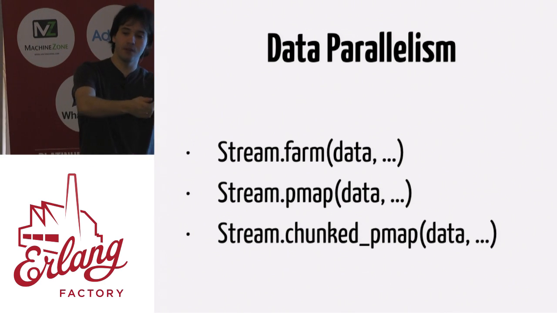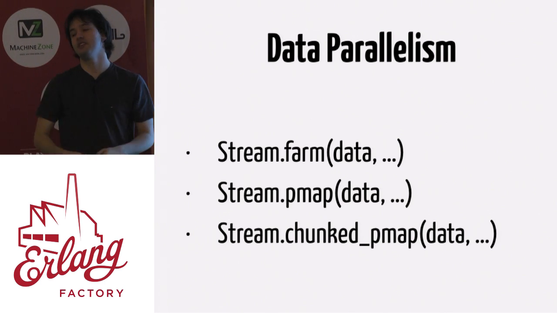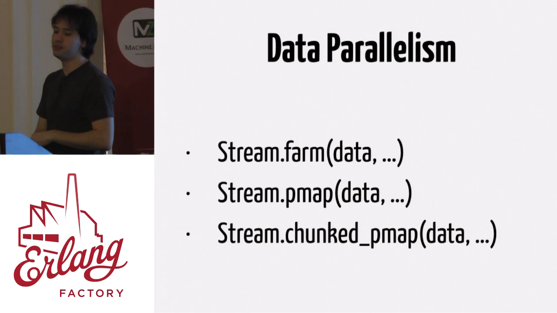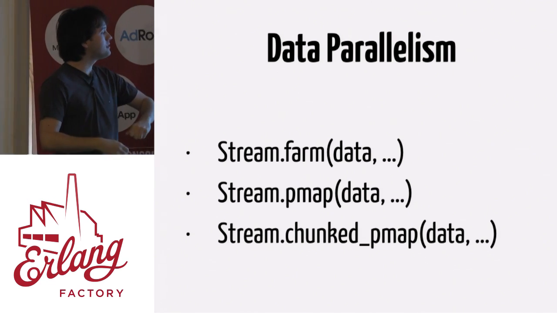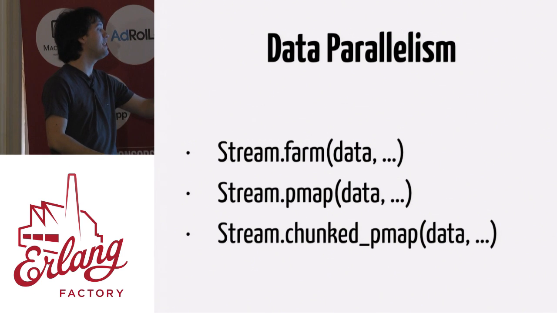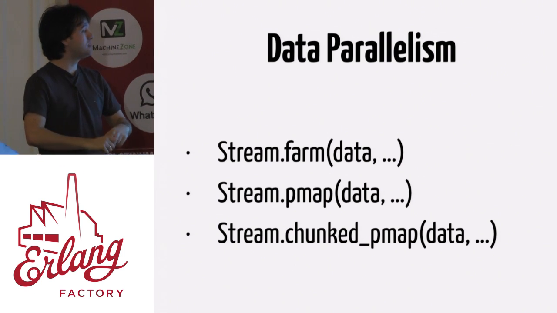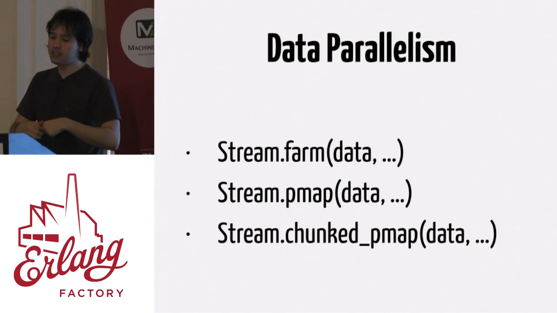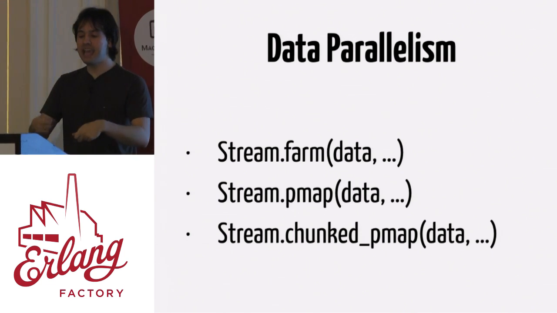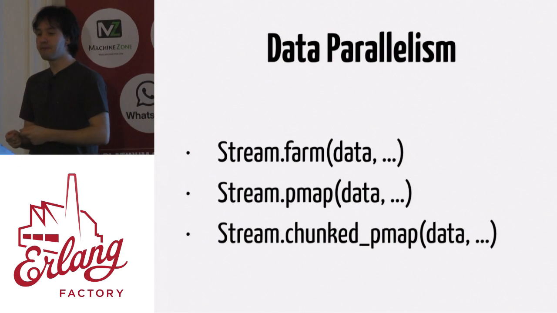Like say, hey, now you compute this thing, now you compute this thing, now you compute this thing. And there are many strategies that we can use, right? We can think about farm. We can think about PMAP that starts, for example, one process for every data, and we don't care. If we need, we start like 10,000 processes. Or we can think about chunked PMAP that starts a process for every 10 entries in the data, okay?